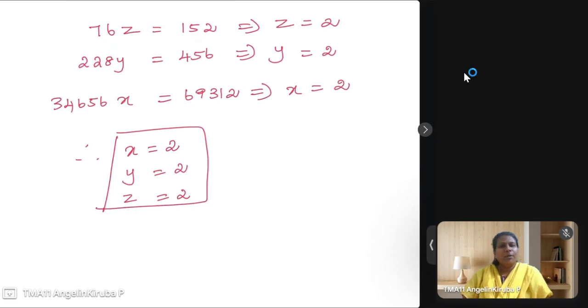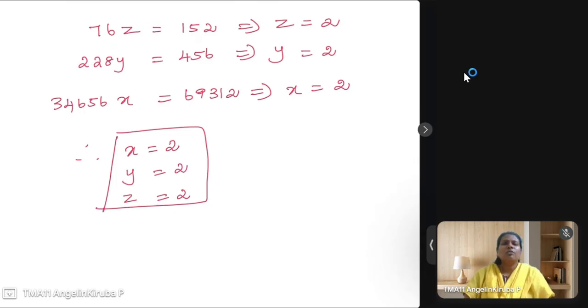In the Gauss elimination method, we have to convert the equations into matrix form first, then convert that matrix into an augmented matrix, and then make that augmented matrix into an upper triangular matrix. So what is an upper triangular matrix? The elements below the diagonal elements will be equal to 0. That is called the upper triangular matrix.